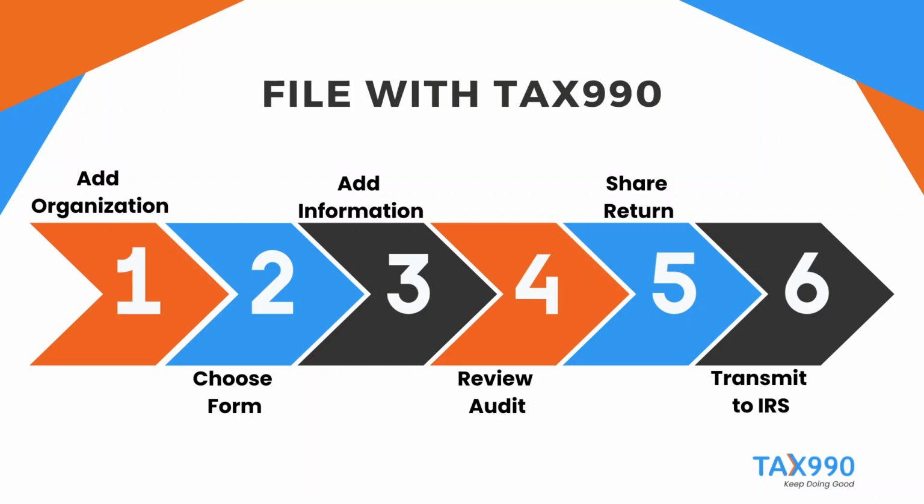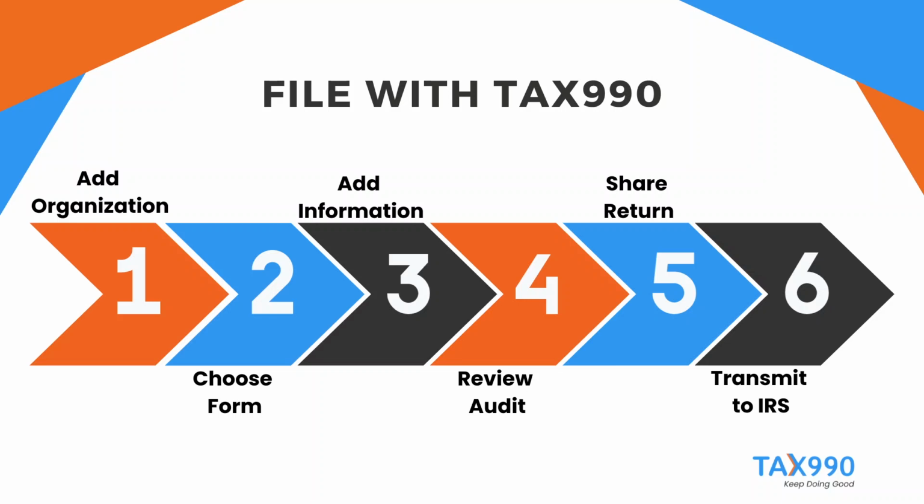Filing with Tax 990 can be done in just a few simple steps. Once you've created your account and added your organization, you'll choose the form you need to file. Using one of our 2 available filing formats, you'll add all the necessary information to the return.